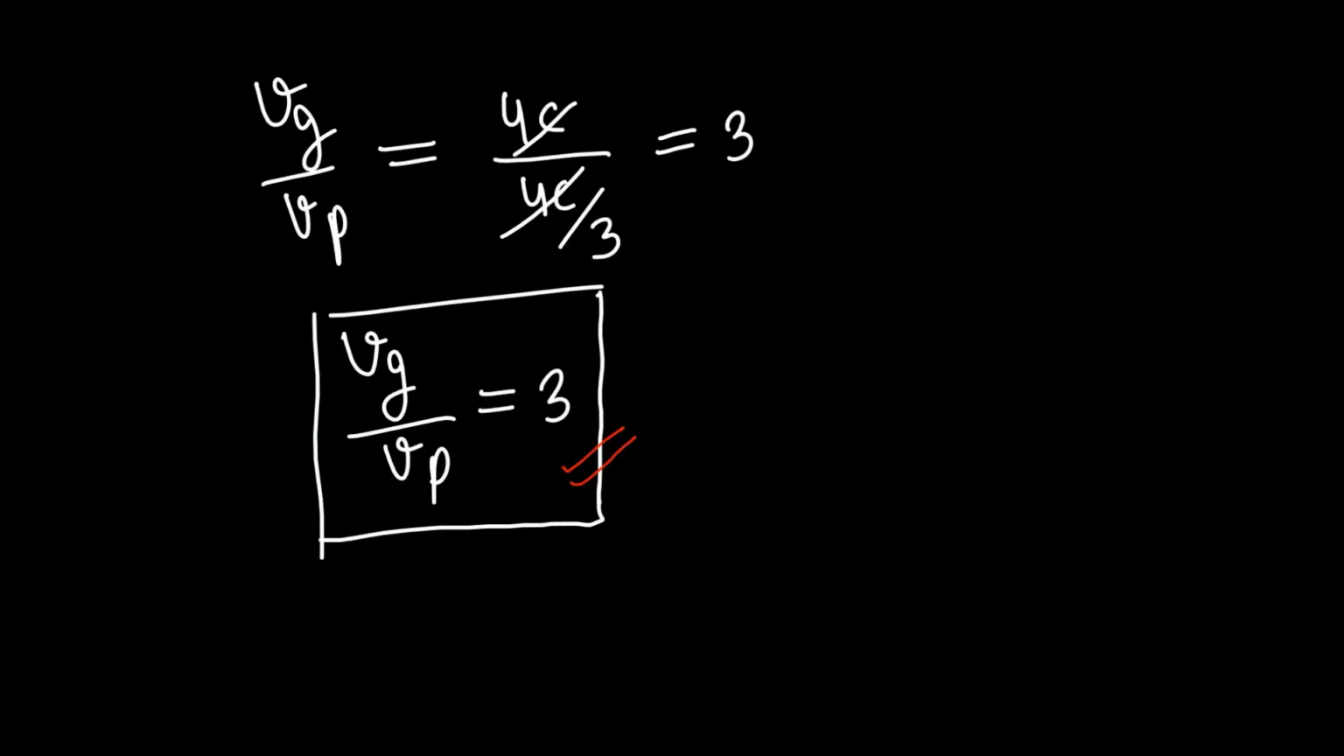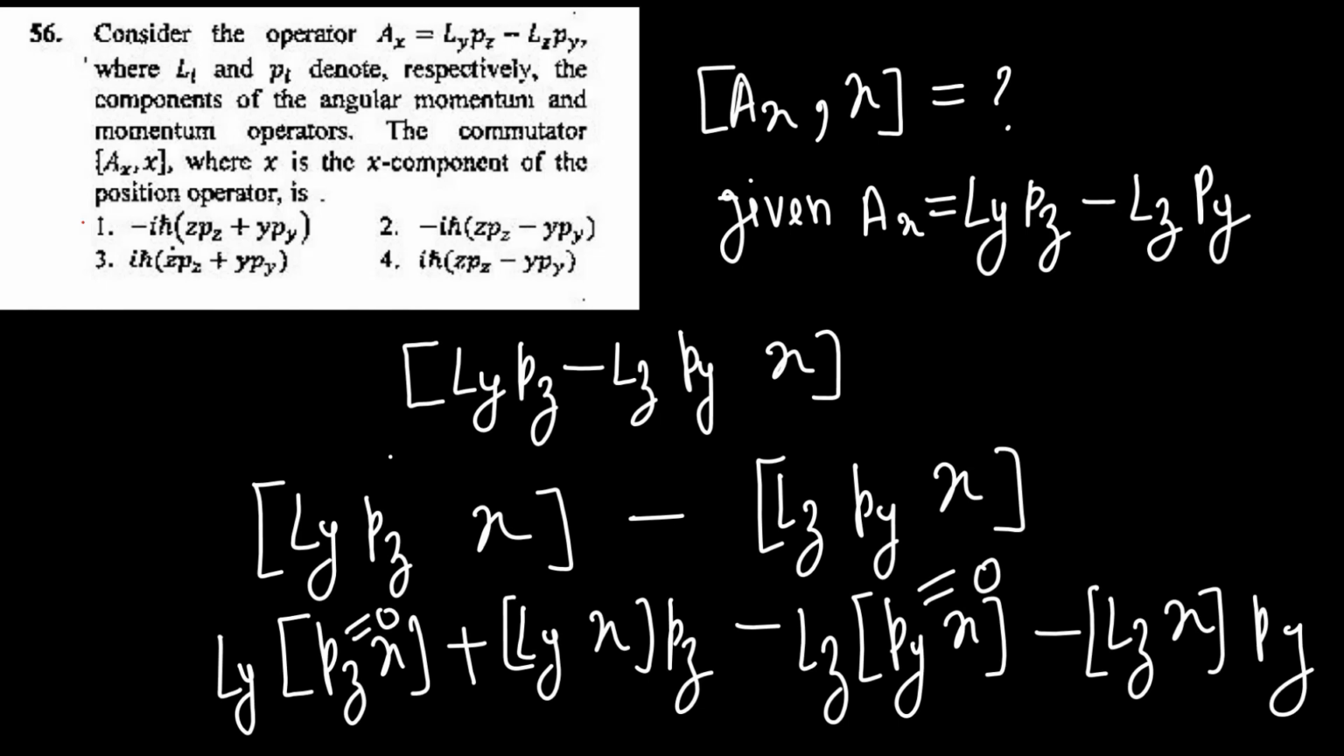Okay, now let's move towards the next question, which is a quantum mechanics question. So what is asked in the question? You have to find out the commutator bracket of Ax and x, and Ax is given to you as Ly Pz minus Lz Py. So we'll put the value of Ax over here and we will use the commutator property. So we will open this commutator. This will become Ly Pz comma x minus Lz Py comma x.